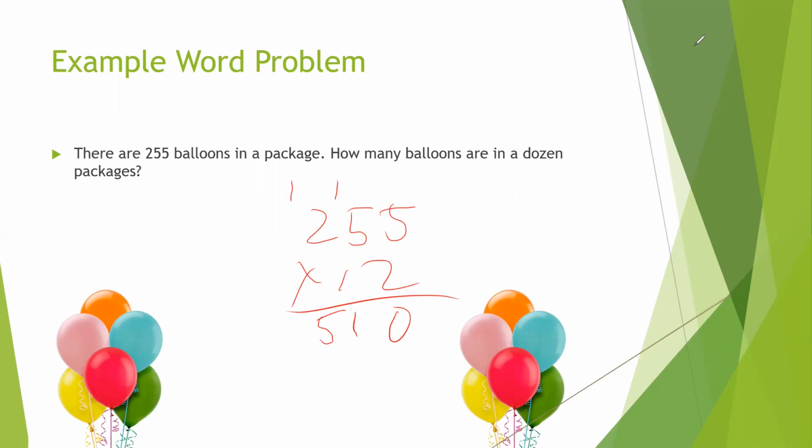510. Now we just do 1, and since it's just times 1, you don't have to multiply anything. You know it's going to be 255. So we just write that, and we have to move 1 digit to the left. So we add that, we get 0, 6, 0 plus 1. That would be 3060.